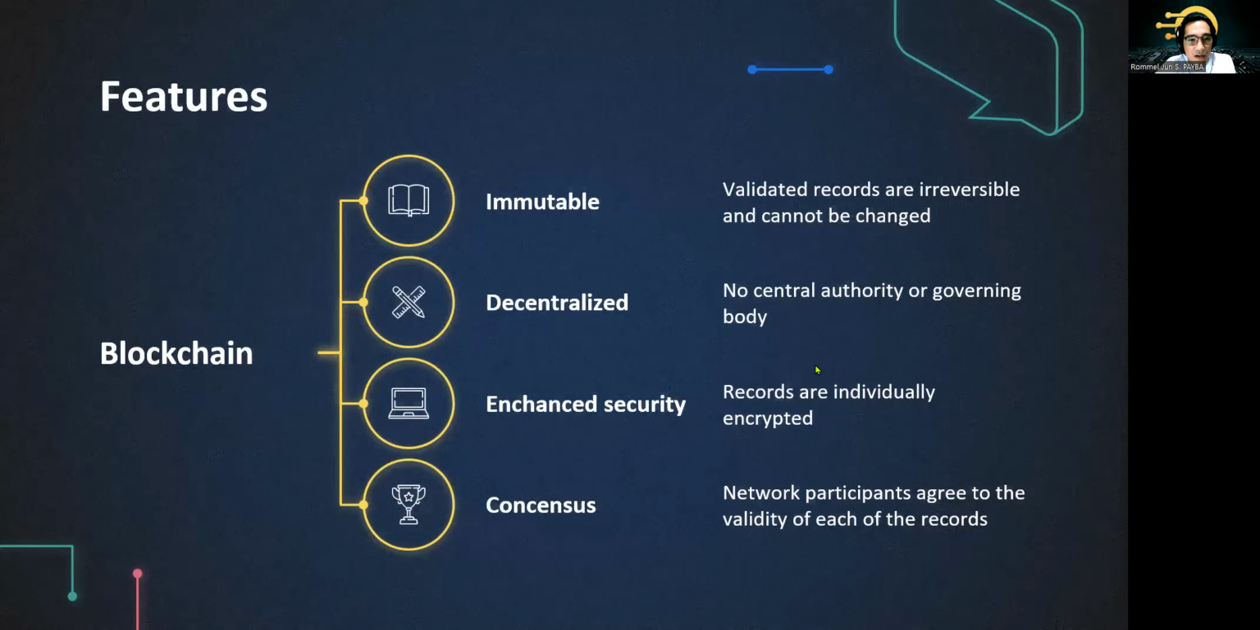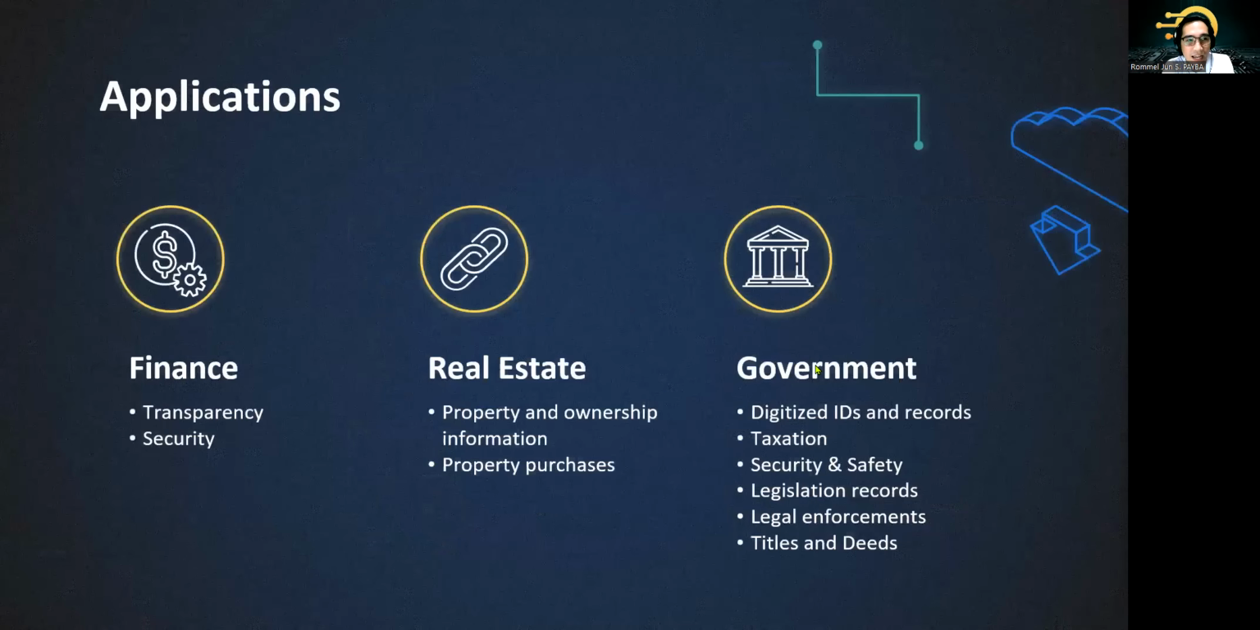Possible applications are finance, real estate, government. The technology can be applied to any of these industries. And for the early years of blockchain technology, these were the obvious applications of the technology, especially for finance. Imagine being able to remit money from abroad to your home country without the need for a middleman.